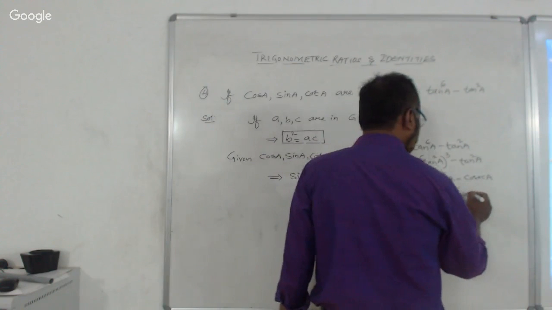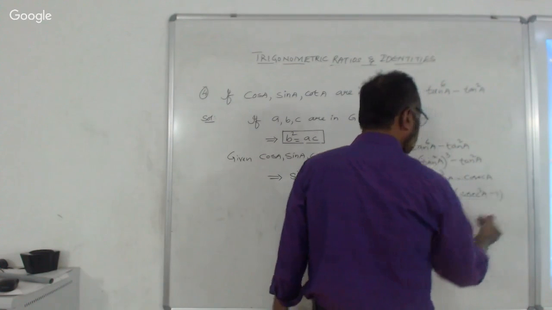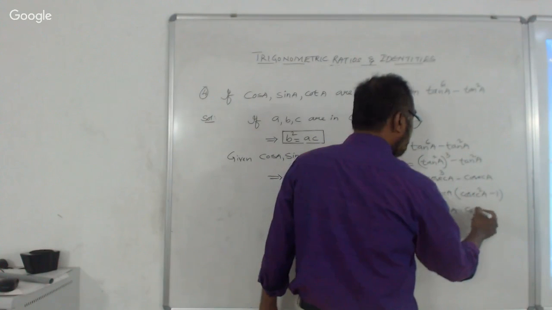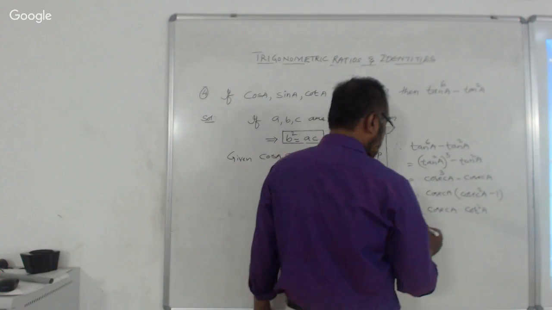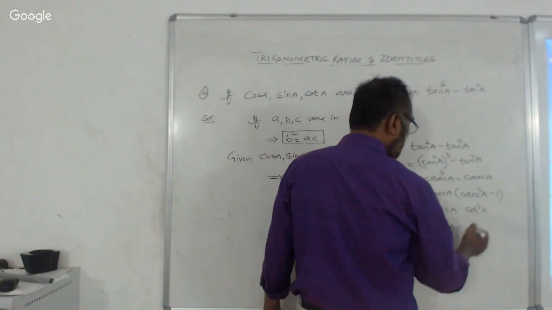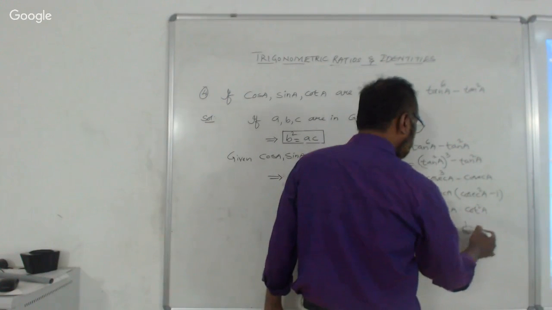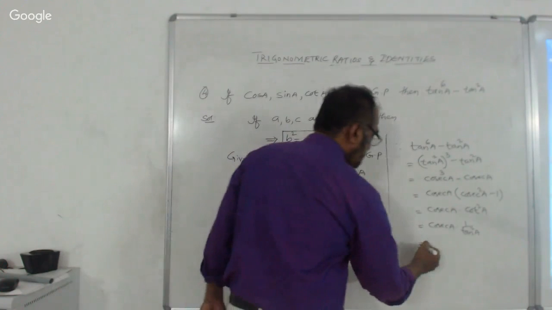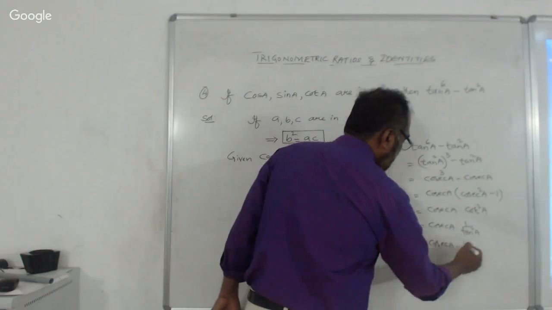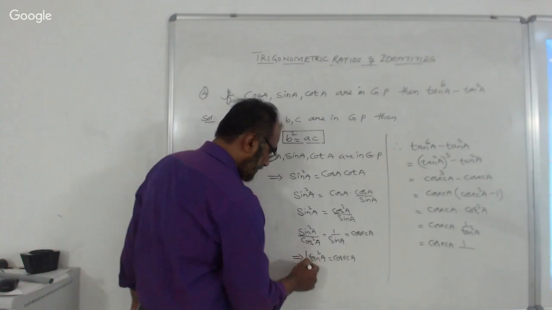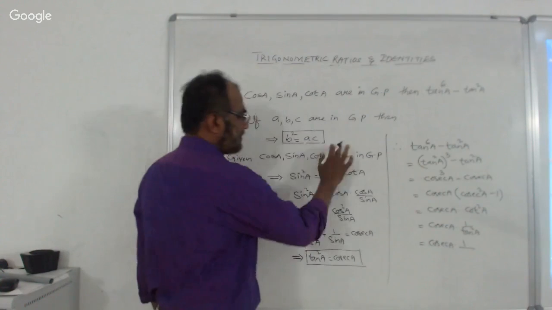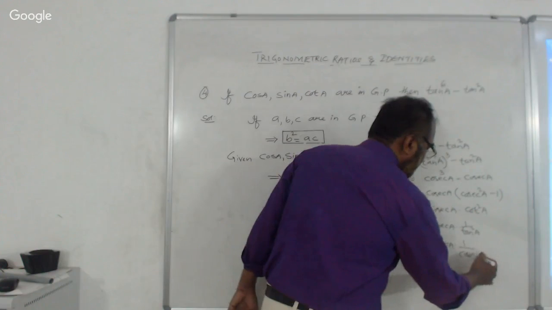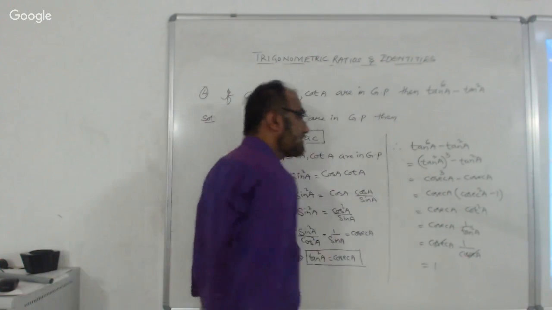Cosecant A into cosecant square A minus 1. Cosecant square A minus 1 is cot square A, which is 1 by tan square A. Since tan square A is cosecant A, this becomes cosecant A into 1 by cosecant A, and the result is 1. Make a note.